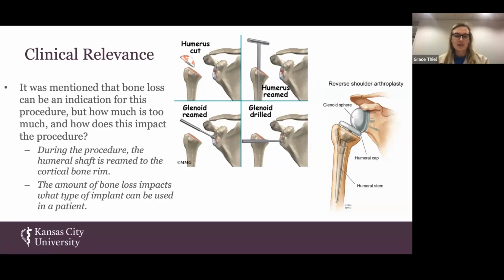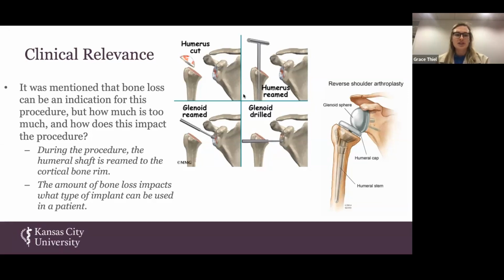The area is then reamed, which you can see in this little portion here, and that is to remove the cancellous bone until you reach the cortical rim, which on the next slide I will have a better picture that shows these aspects of the bone. And so the loss of bone is referring to the cortical rim.